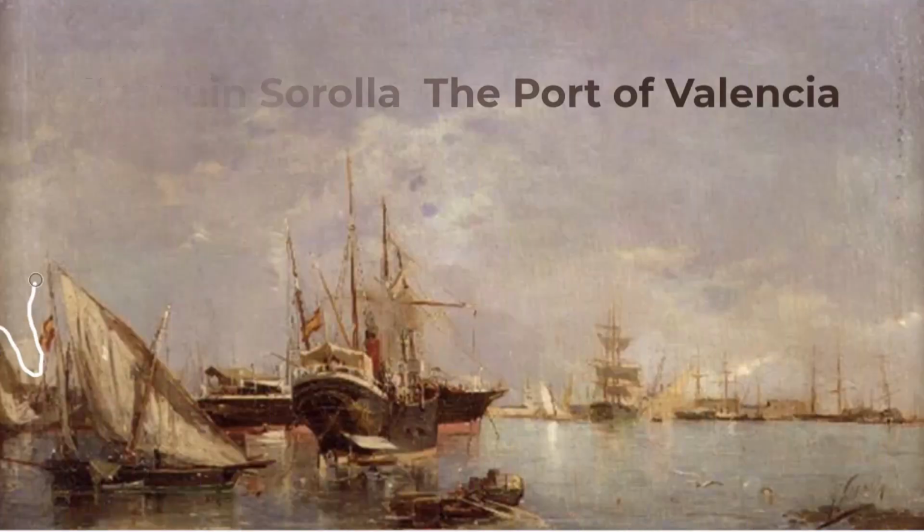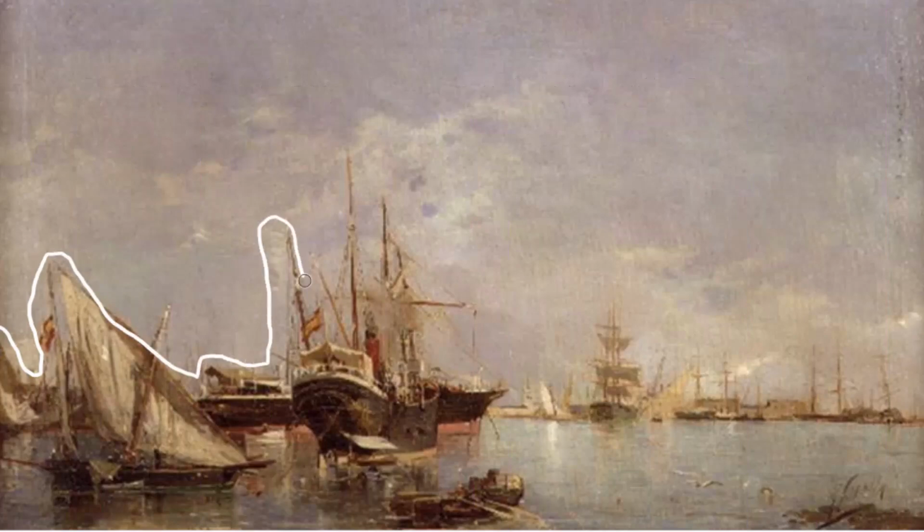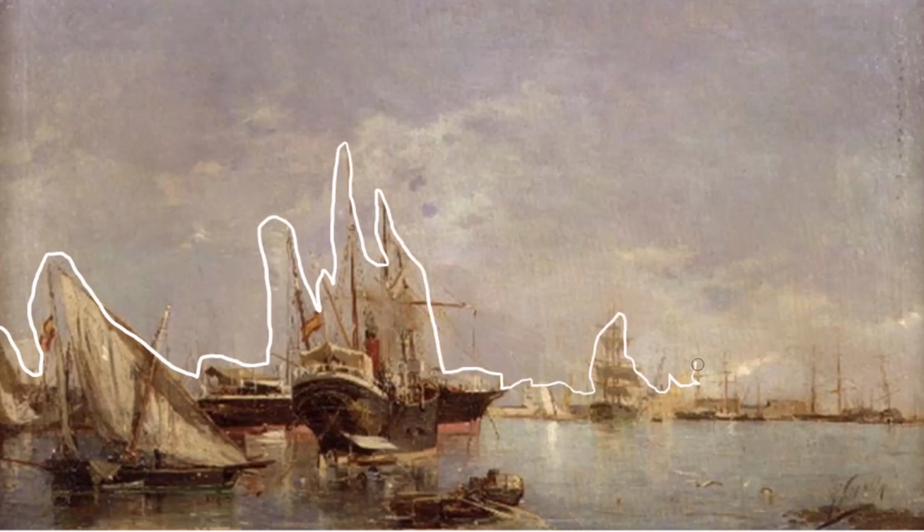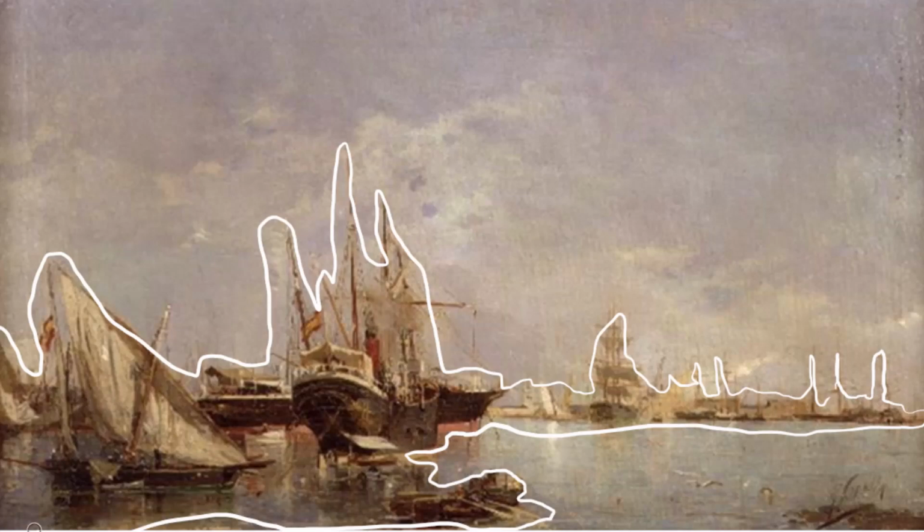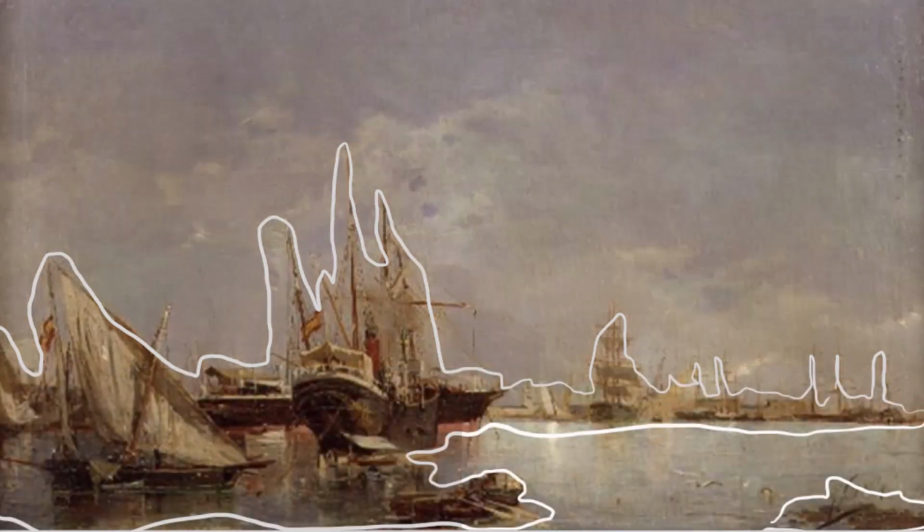In this painting by Sorolla, we can see right in here all these areas where the boats live are the positive space. All of these images, and not only the images of the boats, but the image of this little piece of whatever that is right there. The negative space is what's happening in the sky and what's happening in the water.